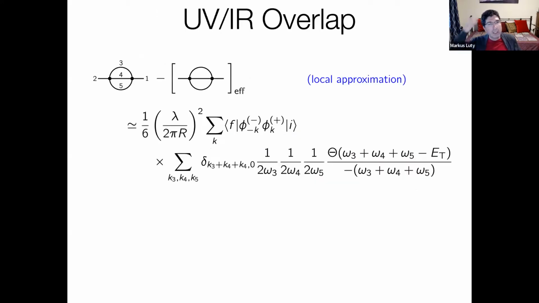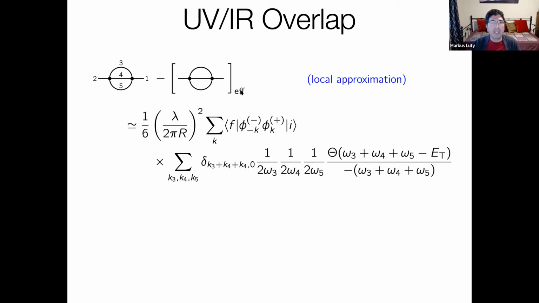Okay, so now let's go to 2 loops, okay? And this is the highest loop order. Actually, we went to 3 loops, but anyway, let me just talk about 2 loops, okay? Now there's a new issue, for people who really know about perturbative matching.